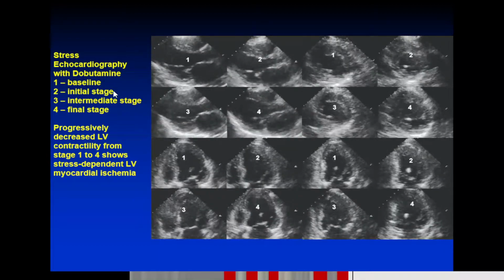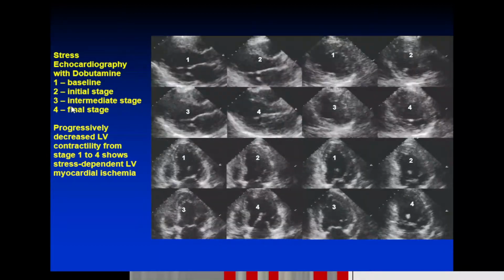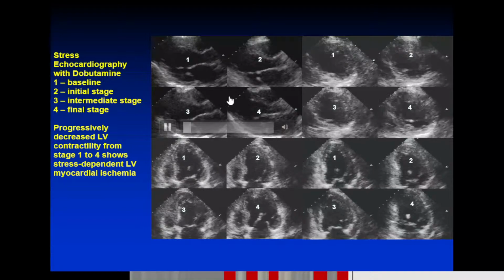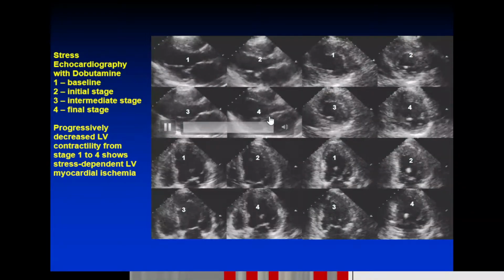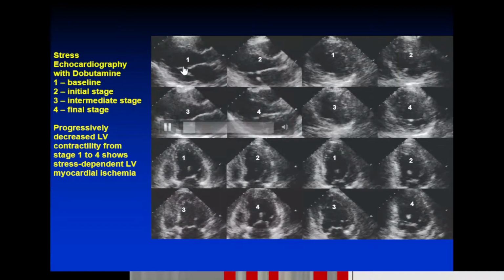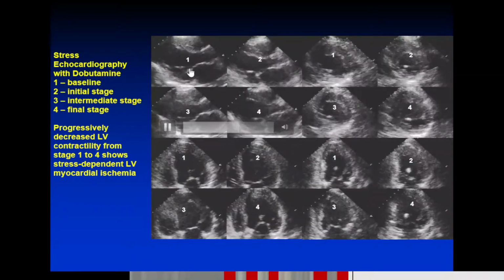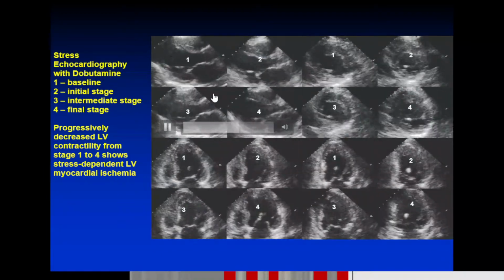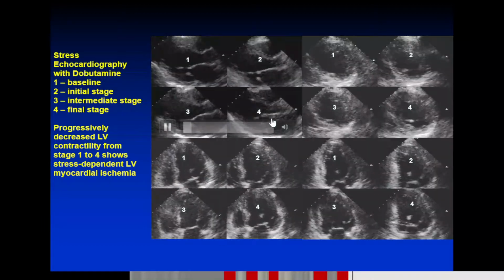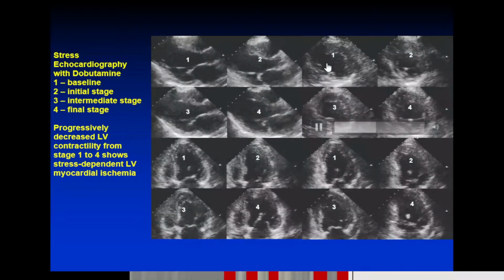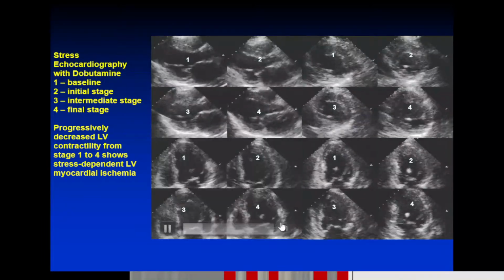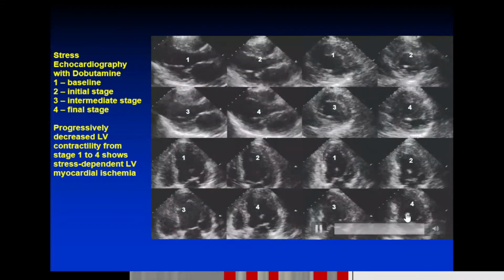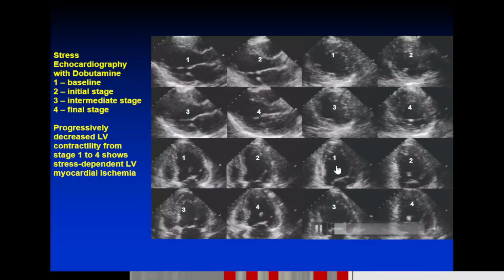We skip the initial stage and the intermediate infusion of dobutamine. Please look at digit 4. It's the final stage, and you can compare how the myocardium contracts at the finishing of the dobutamine. The initial stage, baseline, has quite normal contraction. After, you see the decreased contraction. You can compare digit 1 and digit 4, short axis, four chamber view. We see here the decreased contractility in the four chamber view.